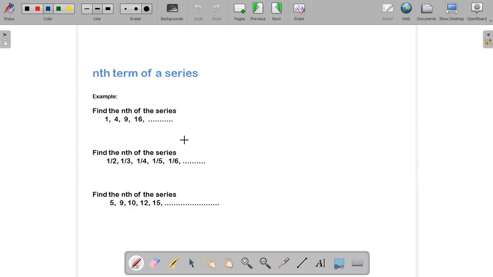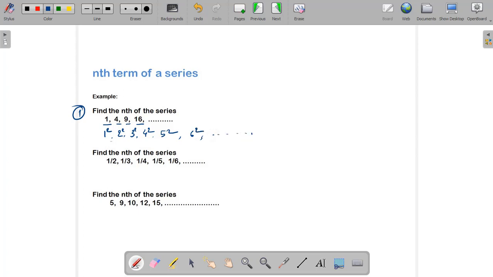Now we have to find the nth term of the series. For the first example, you see there are the numbers 1, 4, 9, 16. So 1 we can write as 1 square, 4 as 2 square, 9 as 3 square, 16 as 4 square, and so on, then 5 square. So there is a certain rule, that is the square value of the number. Then we can find 6 square and so on.